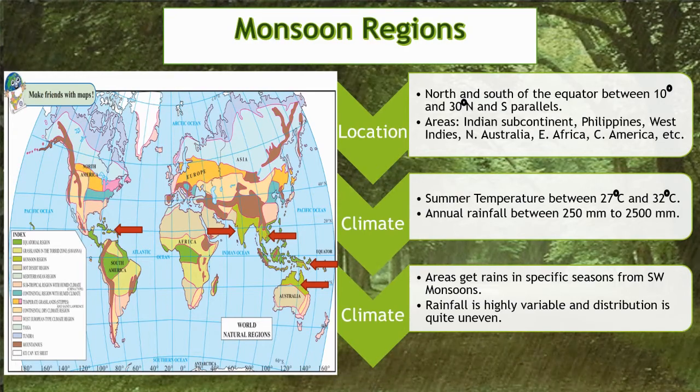The climate of the monsoon region: the summer temperature falls between 27 degrees and 32 degrees Celsius. Winter temperatures fall between 15 degrees Celsius and 24 degrees Celsius. Rainfall in that area is between 250 millimeters and 2500 millimeters. Areas get rain in specific seasons from the southwest monsoon. Rainfall is highly variable and distribution is quite uneven.